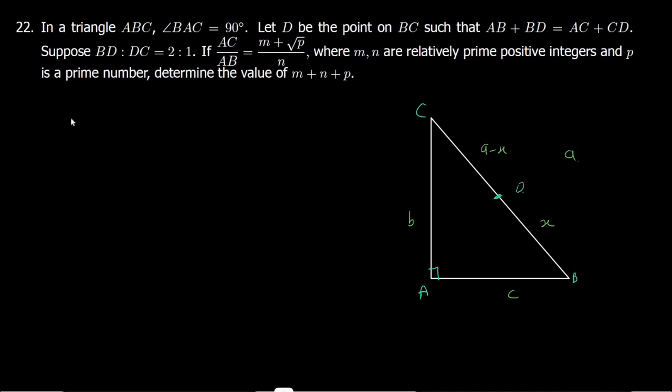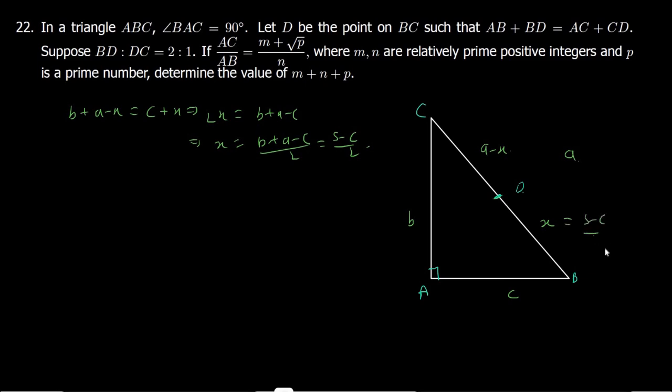So if I apply the constraint that b plus a minus x equals c plus x, then I will get the value of x. 2x will be b plus a minus c. So x will be b plus a minus c by 2, which can also be denoted as s minus c divided by 2. So I get my x actually.